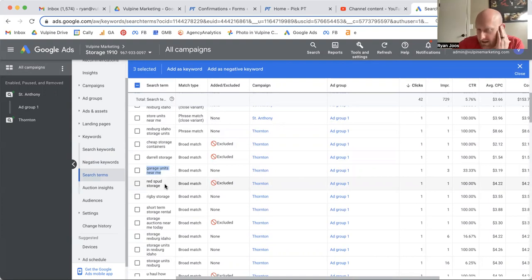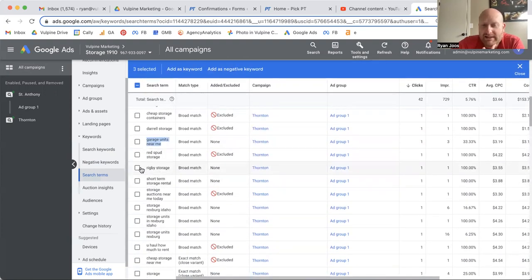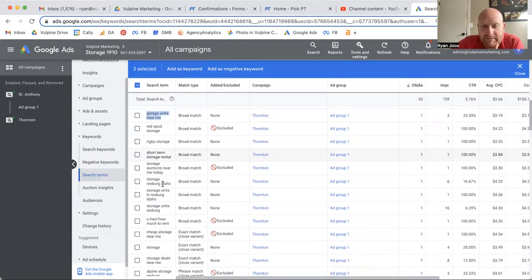This is a storage unit. And I imagine potato storage needs a particular system rather than just a place. So that was one that we've naturally pulled out there. I wasn't sure if Red Spud was a brand. But anyways, Rigby Storage, that's not bad. This is a location that's actually in between Rigby and Rexburg. So I'm going to let that stay for now. Short-term storage rental, that might not be a bad idea.